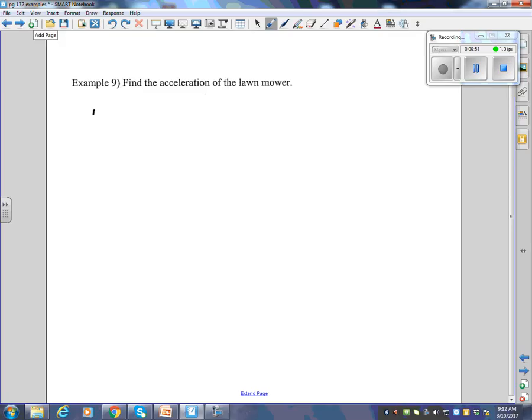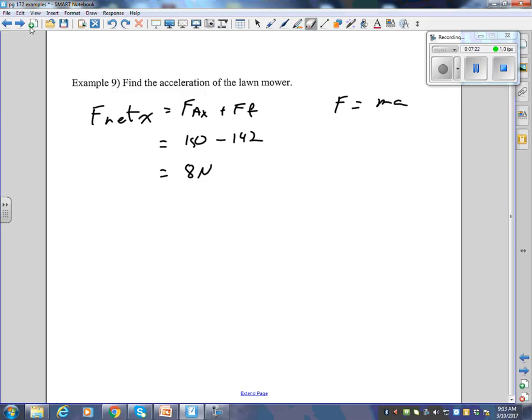Right? So to do that first, we're going to have to find the F net x, the overall sum of x forces. So that would be FAX plus FF. 150. Now the friction force, you have to manually make it negative. What was it? 142. So you get an F net of 8. And this lawnmower ain't going very fast. I guess it's that. So 8 divided by 12. 0.7 meters per second squared.